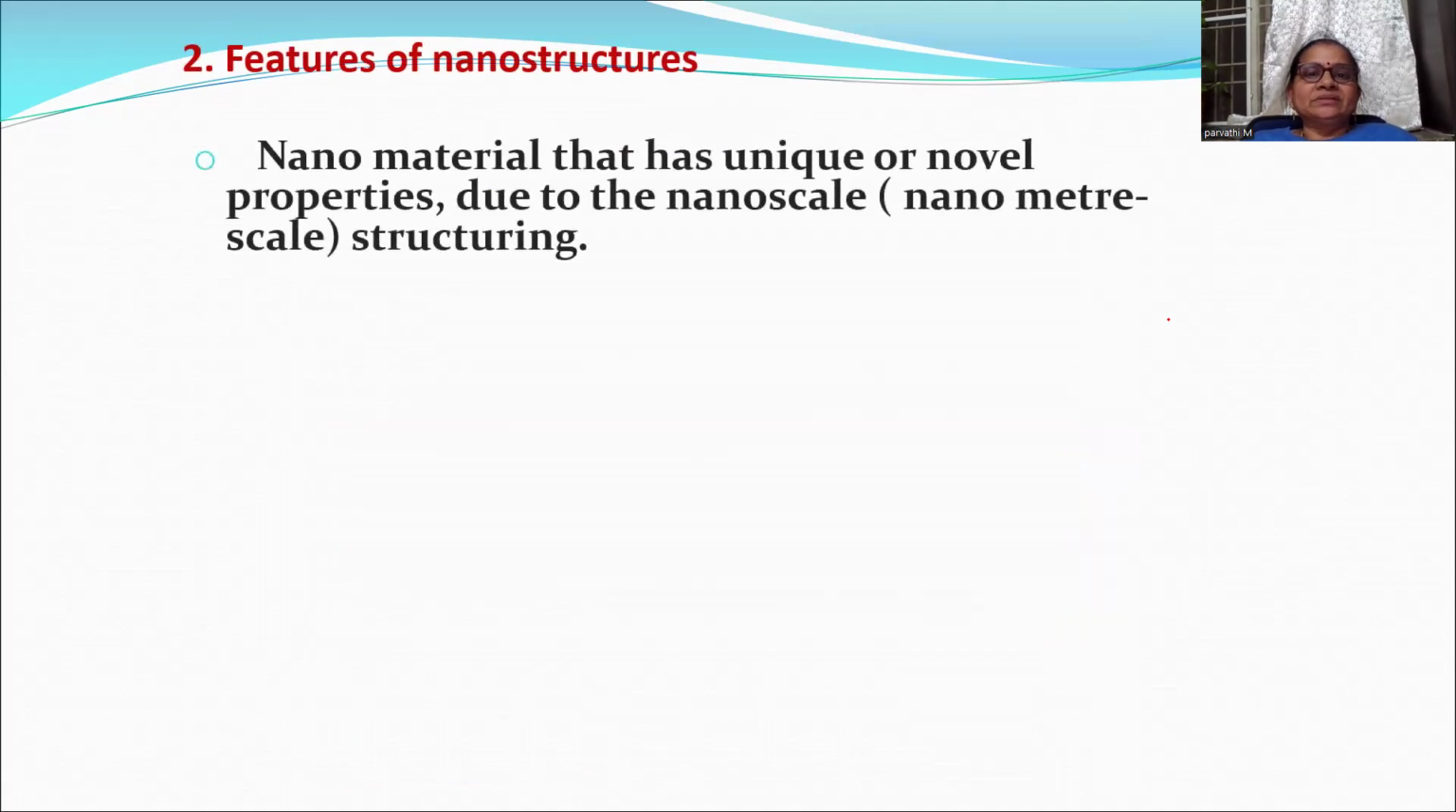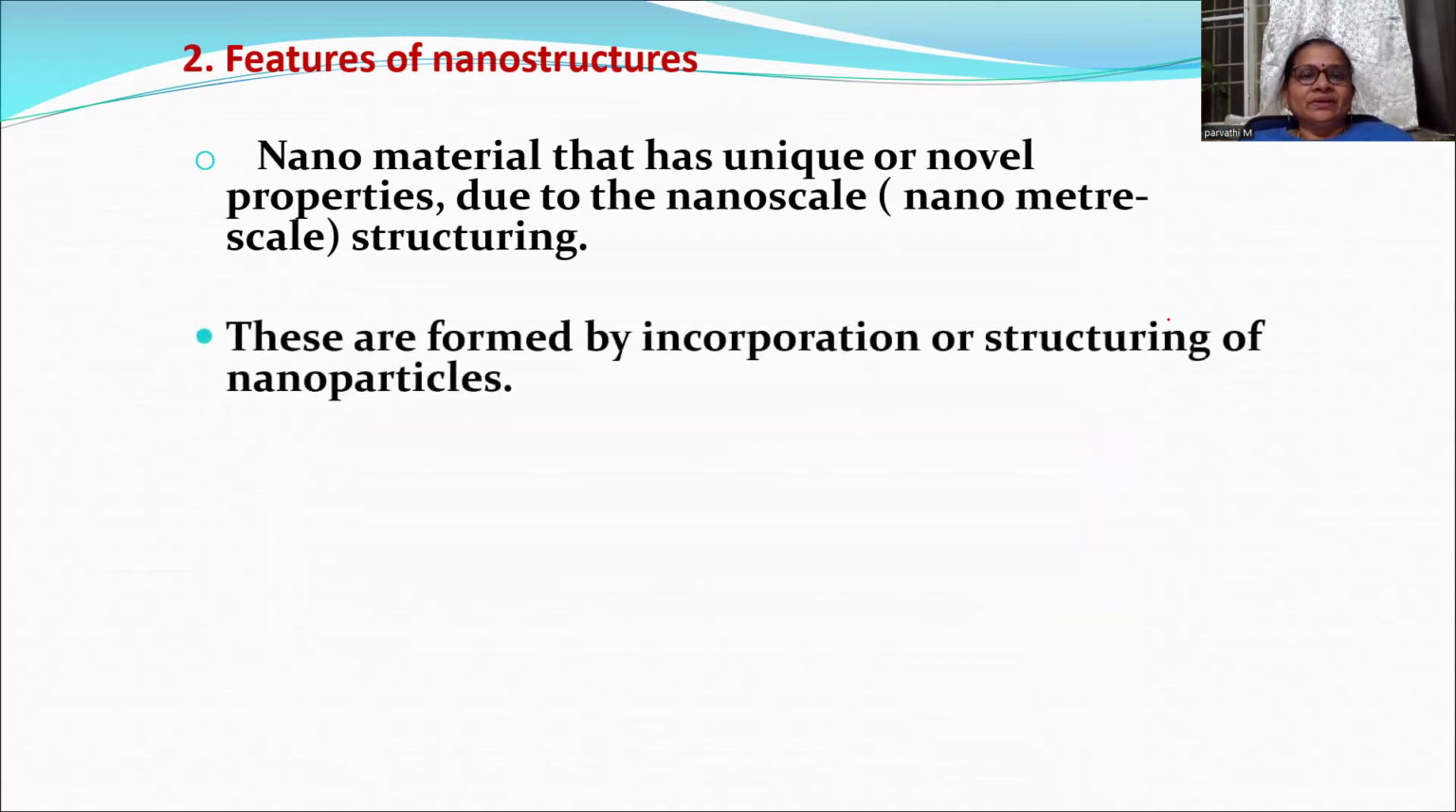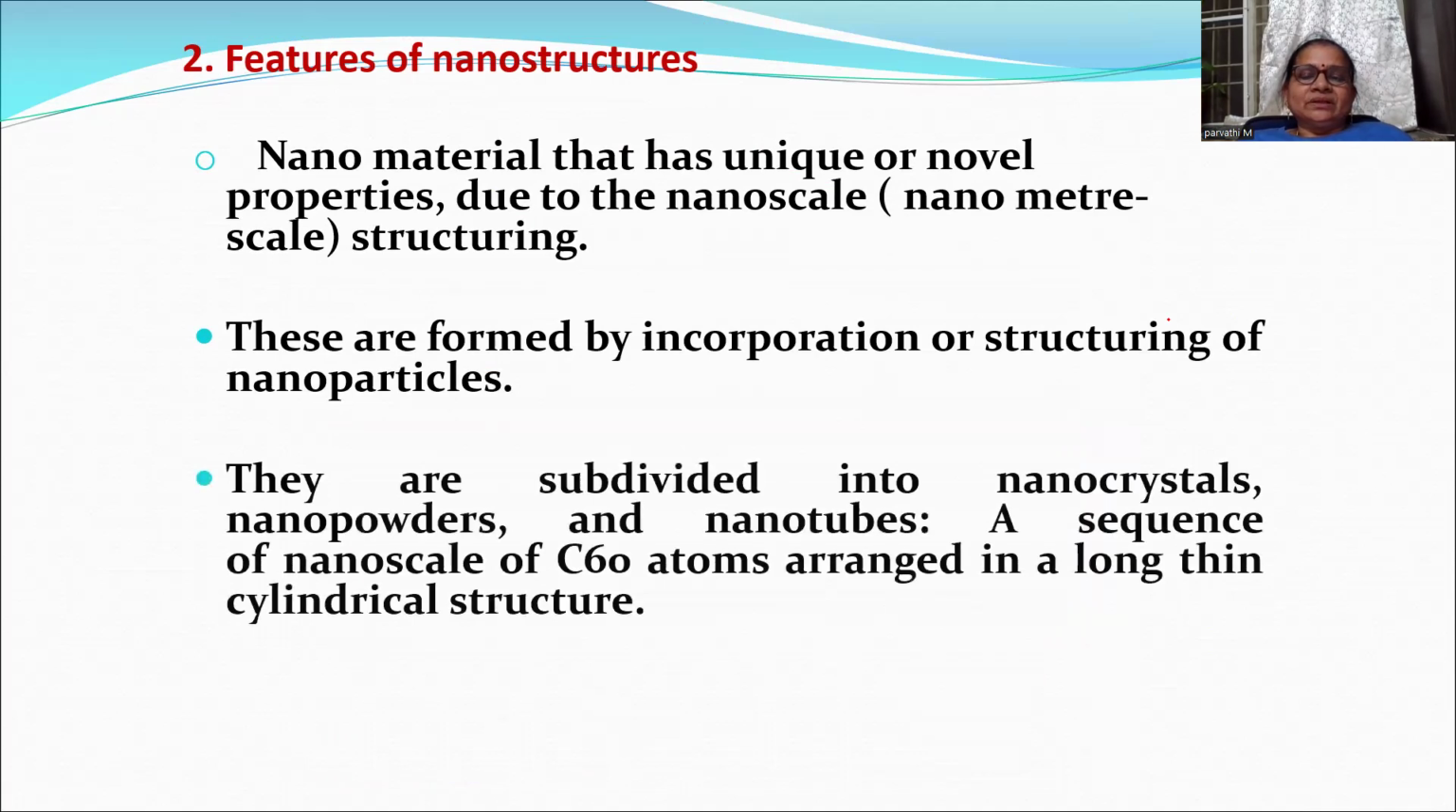Okay, so nanomaterials have unique, novel properties. Now we are looking into what sort of properties nanomaterials have. At nanometer scale, what sort of properties do materials generally have? Let us see. Generally, nanomaterials are formed by structuring nanoparticles. Nanoparticles are subdivisions of materials, in the sense of subdivision up to nano-sized crystal materials.